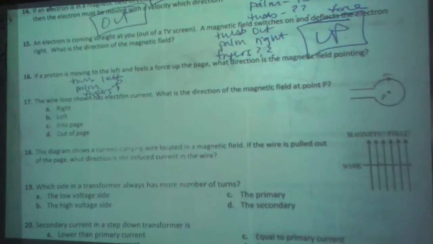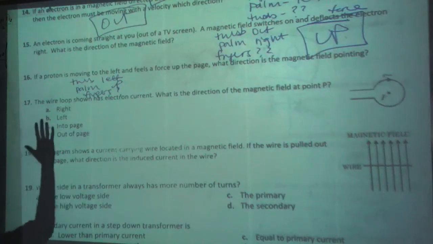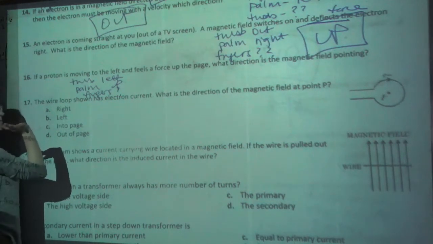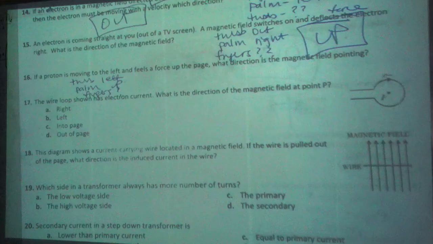Proton moving to the left, so that is thumb to the left, and force up, that is palm up the page. Direction of magnetic field, that is your fingers. Proton is positive, so I'm going to use my right hand. Thumb to the left, my palm needs to be facing up, so that leaves my fingers pointing out, and it was either in or out. But I get up.